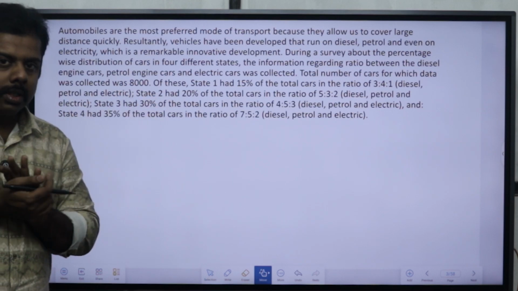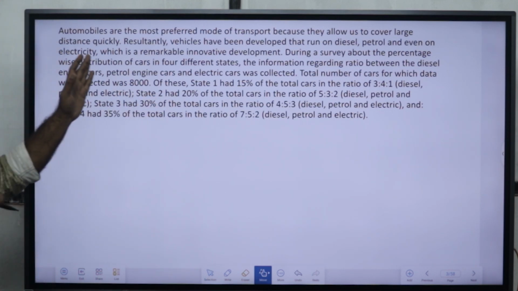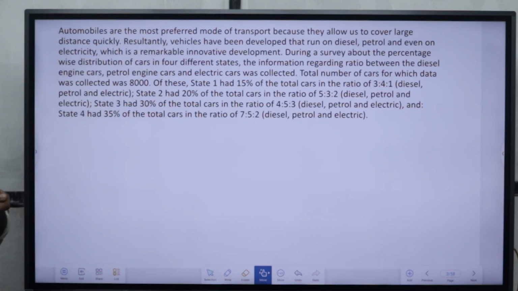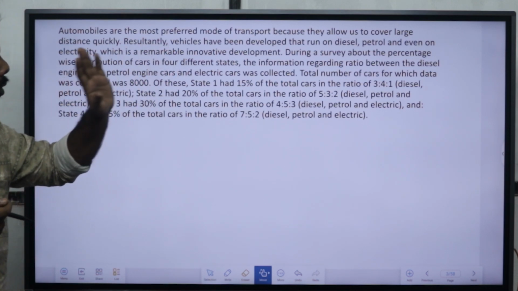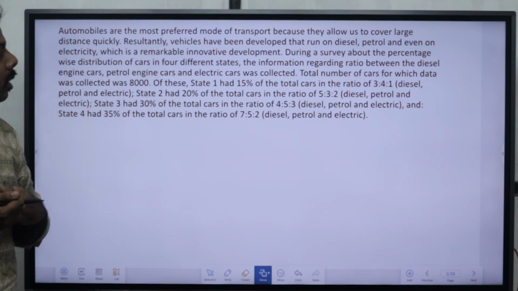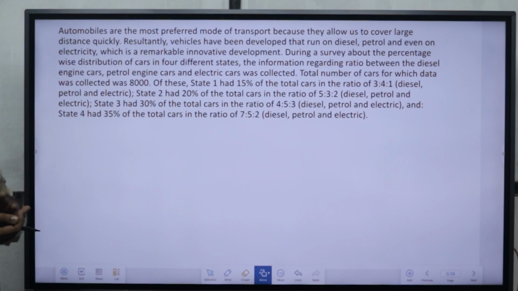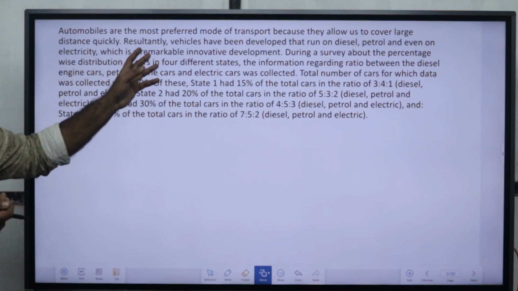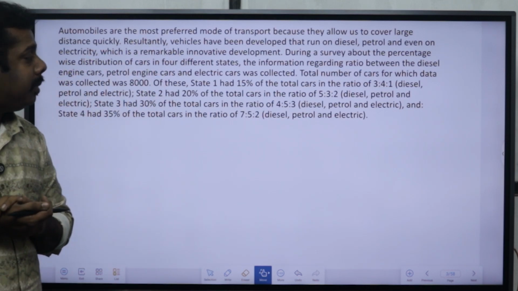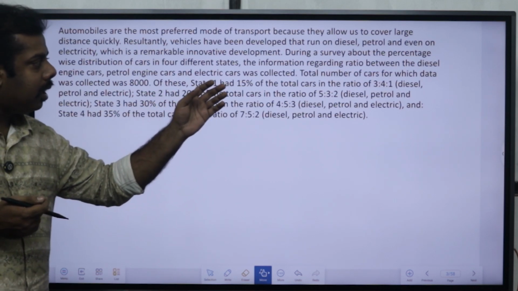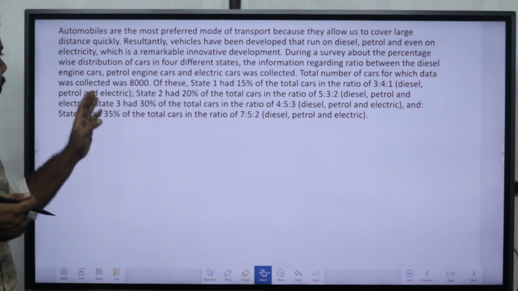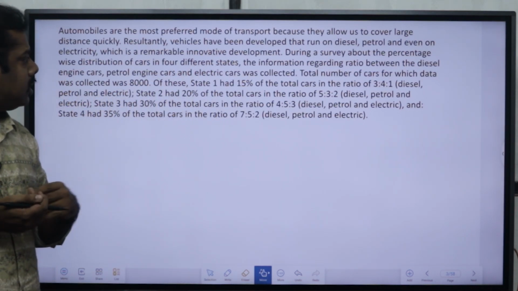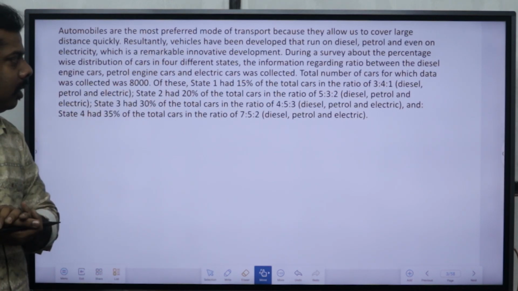Okay, so first we can just go through this. If you read it first, they have told that automobiles are the most preferable mode of transport, because they allow us to cover large distances quickly. Resultantly, vehicles have been developed that run on diesel, petrol, and even on electricity, which is a remarkable innovative development.